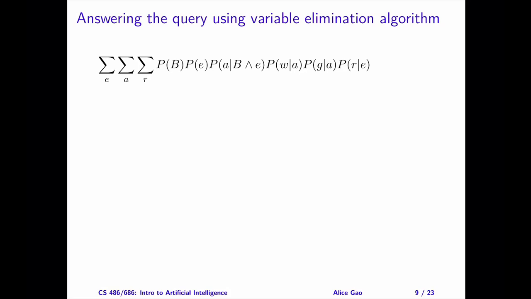The rightmost summation is over R. The only term involving R is P of R given E. Let's move the summation all the way to the right until it is only over P of R given E.